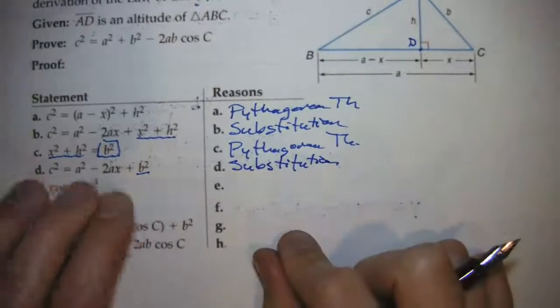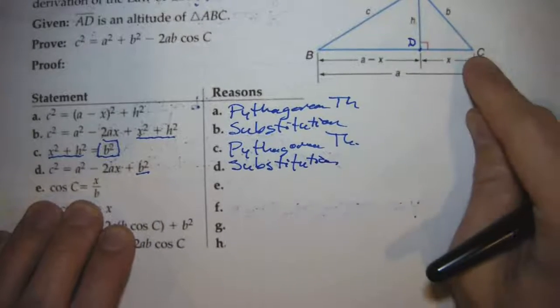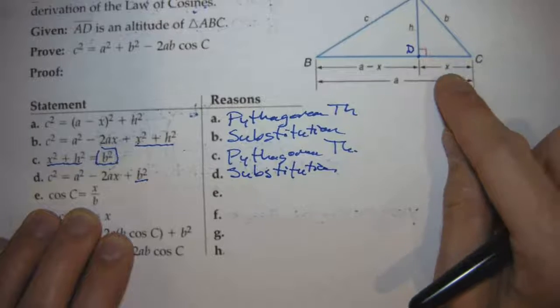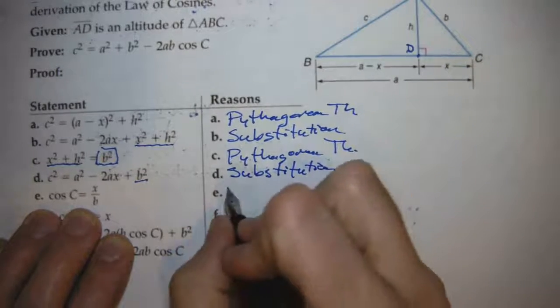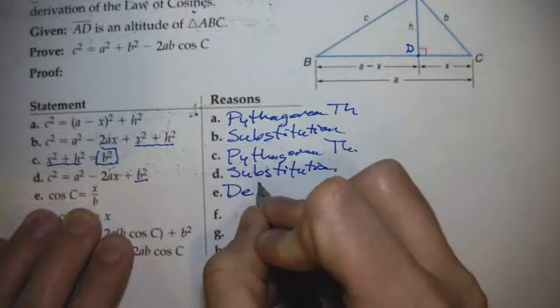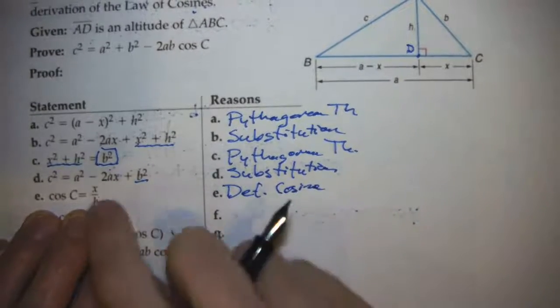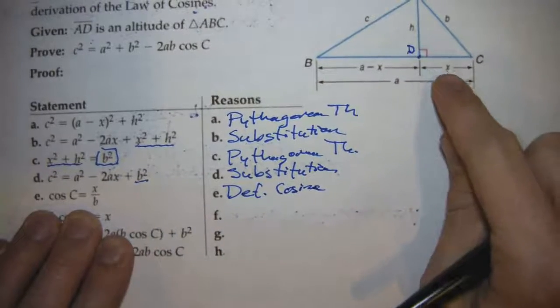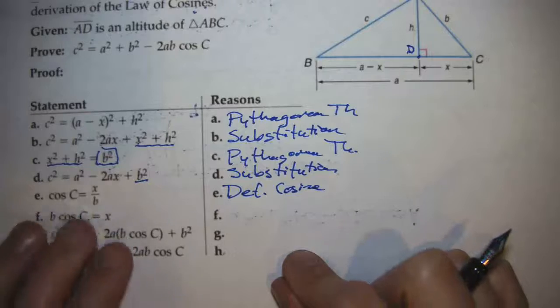Excellent. So from here, we're going to take kind of a side step. Notice the cosine of angle C, so C is here, adjacent over hypotenuse, so x over b. So that's just by the definition of what it means to have cosine. This is the definition of cosine. Right? That's what it is. It's adjacent over hypotenuse. So by definition, cool. We're going to rewrite it.